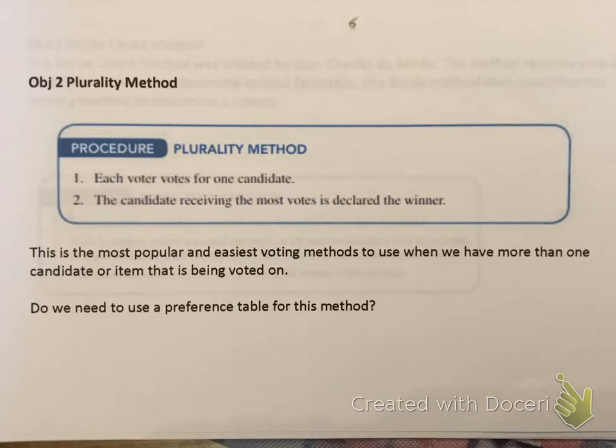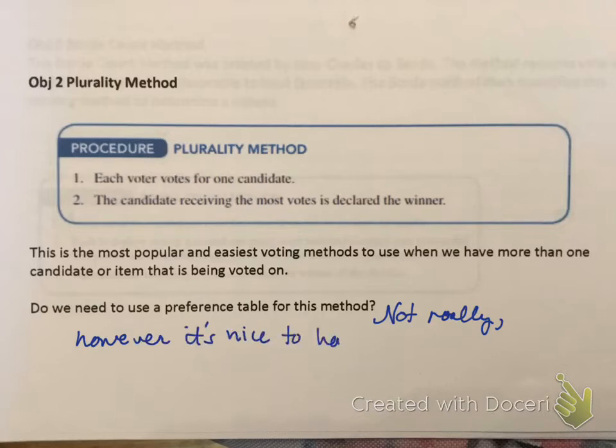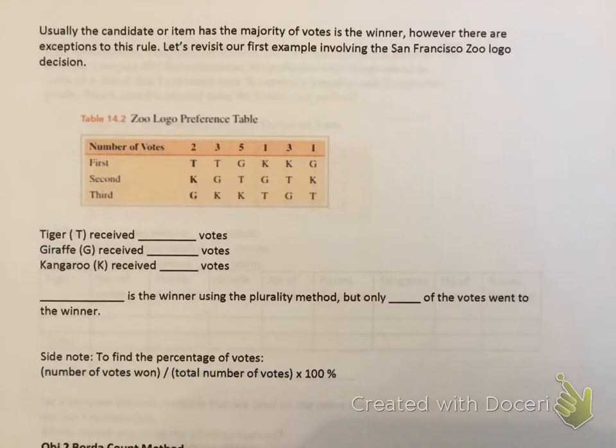So do we need a preference table for this? Really, the true answer is not really. However, it's nice to have. And the reason why we don't need one is, once again, remember, whoever gets the first place votes wins. So usually the candidate or item has to have the majority of votes in addition to having the most votes to win. However, there are some exceptions to this rule.